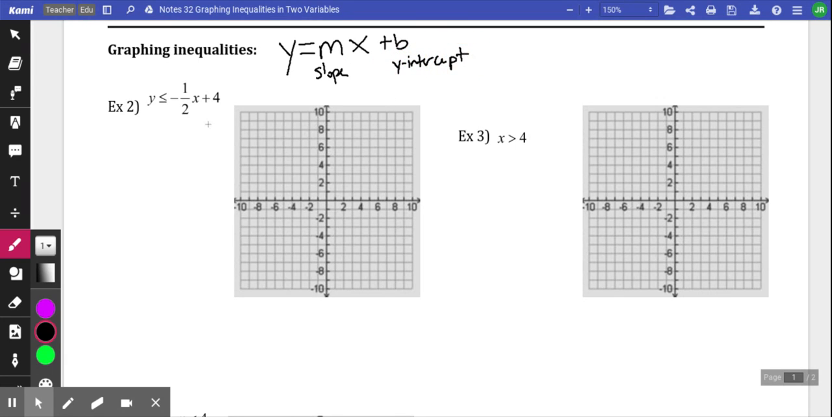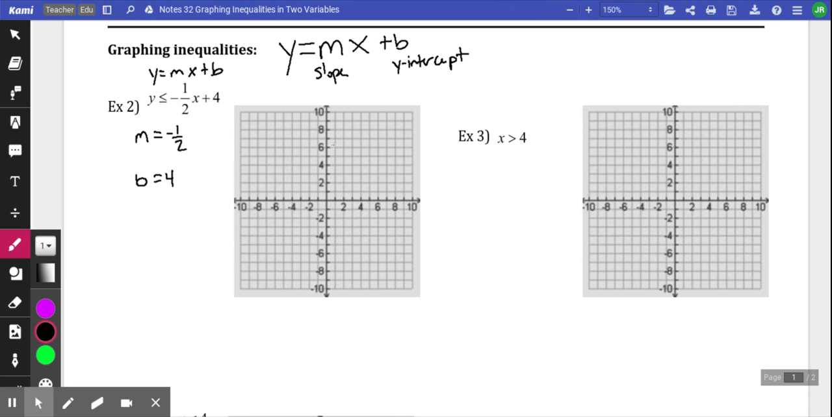So if it's not already solved for y, please go ahead and solve your inequality for y. So in this case, it's solved for y. And so now I just need to compare this to y equals mx plus b. So notice that m is the number in front of x. So in this case, the number in front of x is negative 1/2. So that means that the slope of this line is negative 1/2. The y-intercept is what comes directly after x, which is a positive 4.